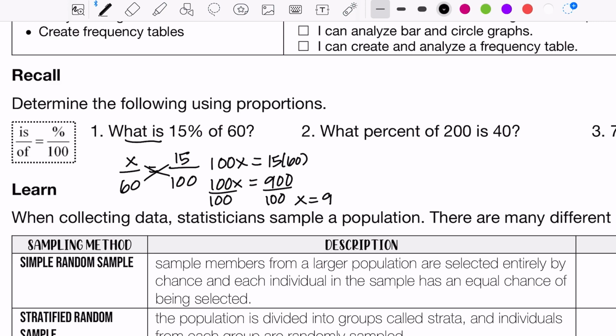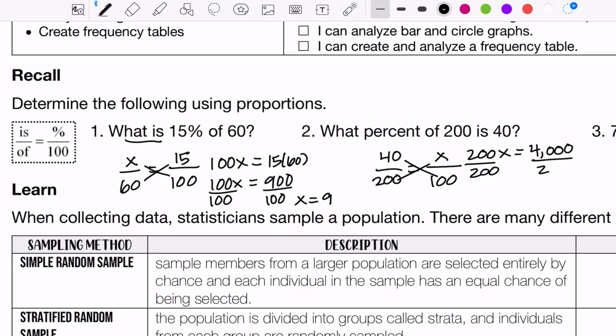The next one, you might want to just set this up. What percent of 200 is 40? So we always know that the hundreds go in the denominator of the second fraction. So we're looking for the percent. And of 200, so 200 goes in the bottom, and then 40 goes in the top, and then same thing, we're going to cross multiply. 200x equals 40 times 100, which is 4,000, and then divide by 200, divide by 200, so we get x equals 20.